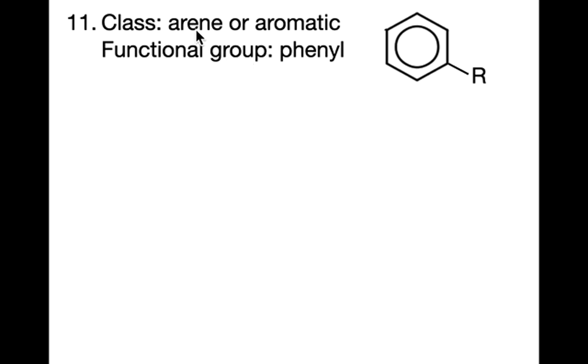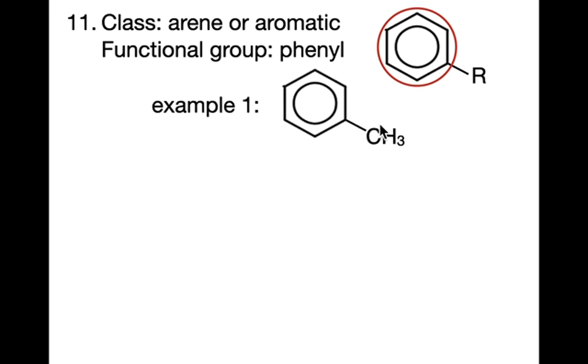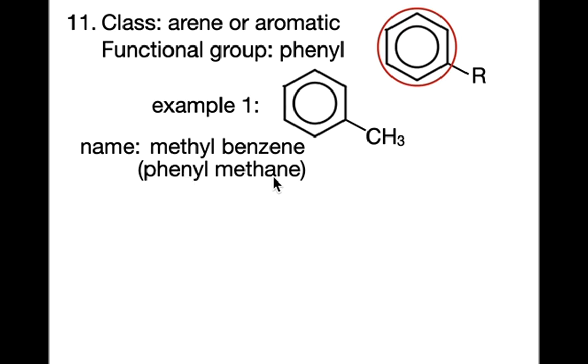Okay, next, an arene or aromatic. I prefer the term aromatic. The functional group is phenyl. You might recognize the benzene ring. So on the benzene ring, you have some carbon chain. For example, you have methyl on a benzene ring. So we can name that methylbenzene, but we can also name it phenylmethane. So it's kind of like your perspective.